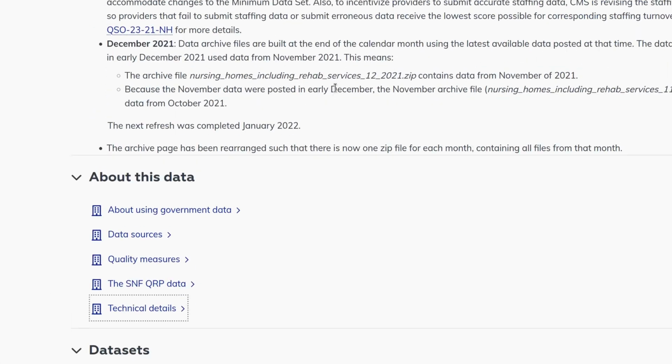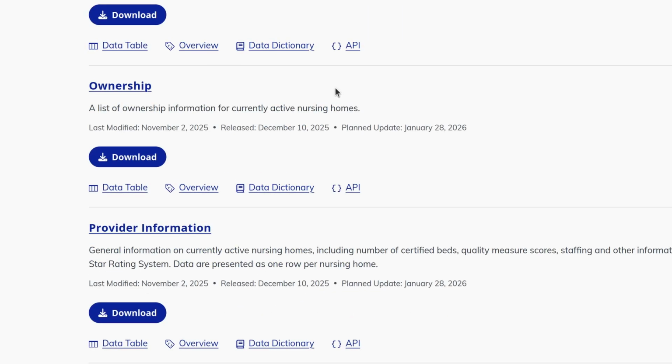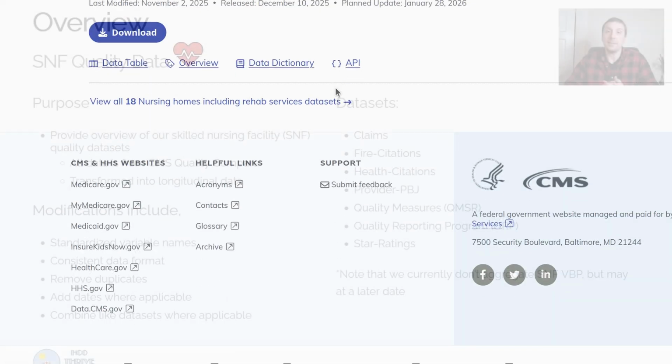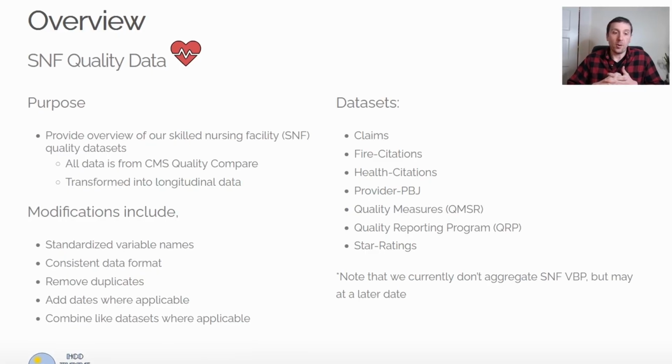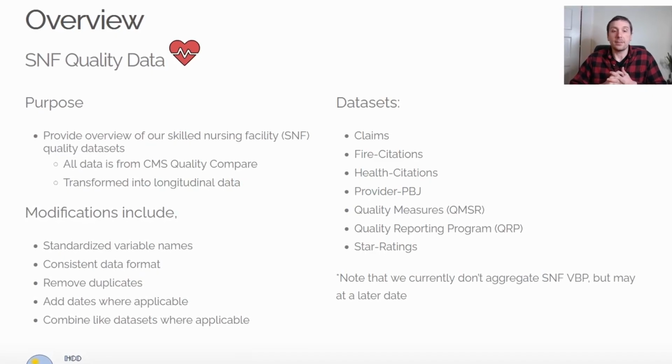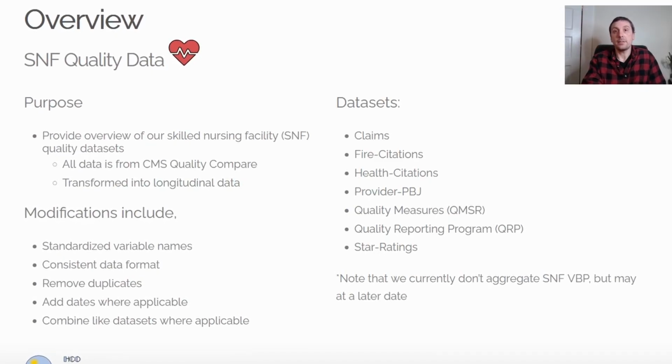It's been aggregated since program inception, transformed into longitudinal stacked data sets. Modifications are standard: standardizing names, consistent format, removing duplicates, etc. And on the right, you can see what datasets we currently offer. These datasets are used for two purposes: Quality Reporting Program, as well as the Star Ratings on Nursing Home Compare.